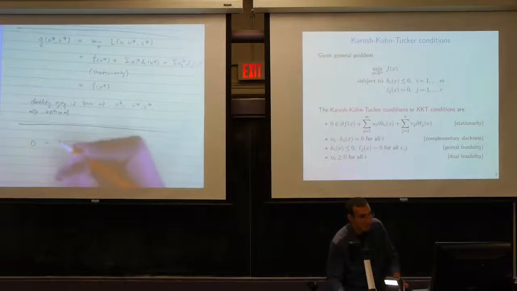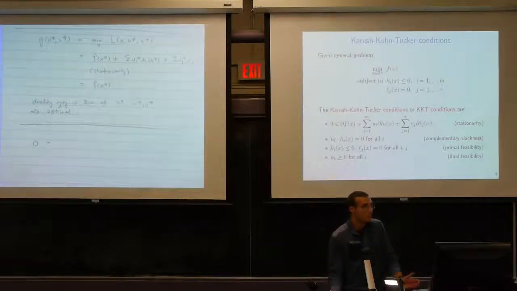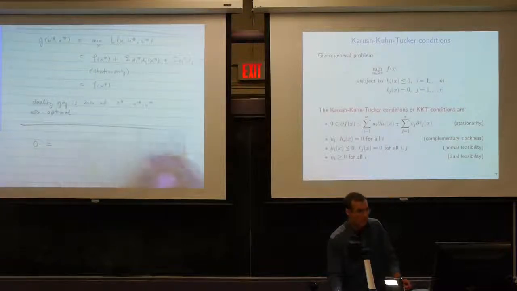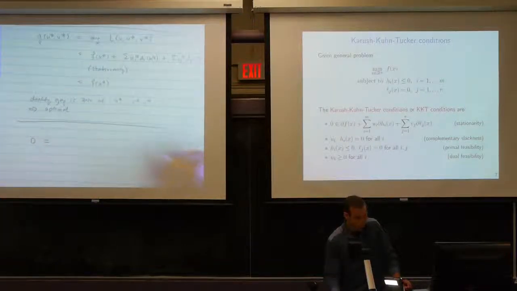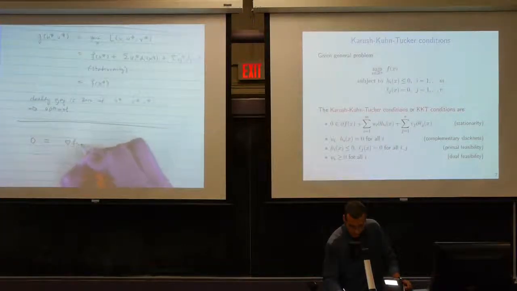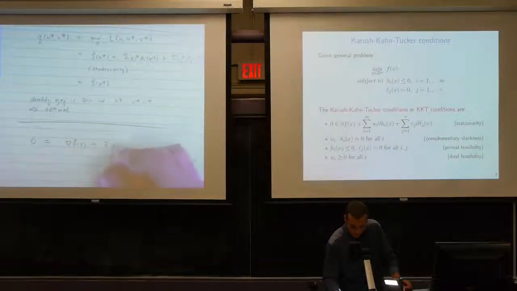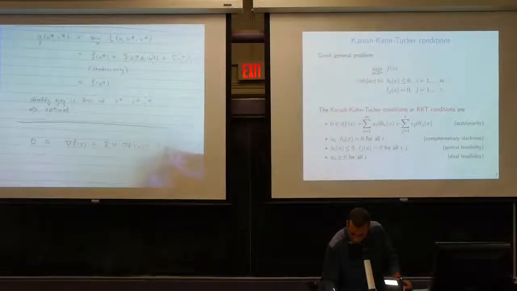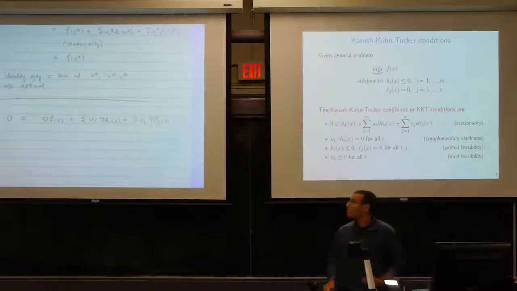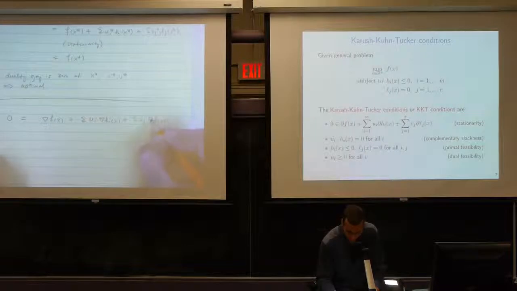It's 0. If they're differentiable, then there's only one subgradient, right? So it's 0 equals the gradient of f of x plus the sum of u_i times the gradient of h_i of x plus the sum of v_j times the gradient of l_j of x equals 0. So that's maybe how you've seen it in other classes. That's the more typical way of writing it.